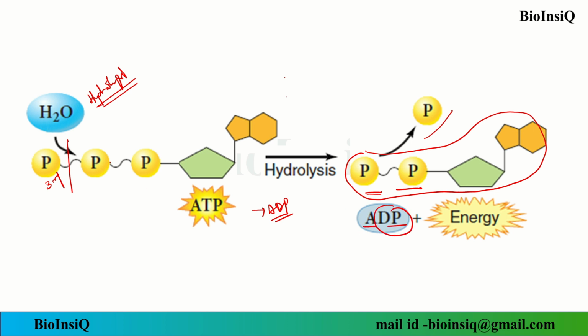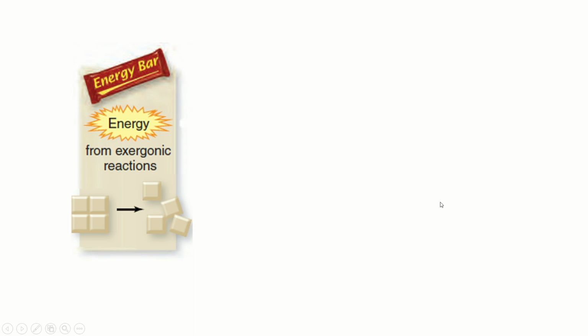Here, adenosine, this three is just because it is triphosphate, right? So I think it should be all clear to you guys now. Okay, so let's understand, and I will explain it in an easy-to-understand way.